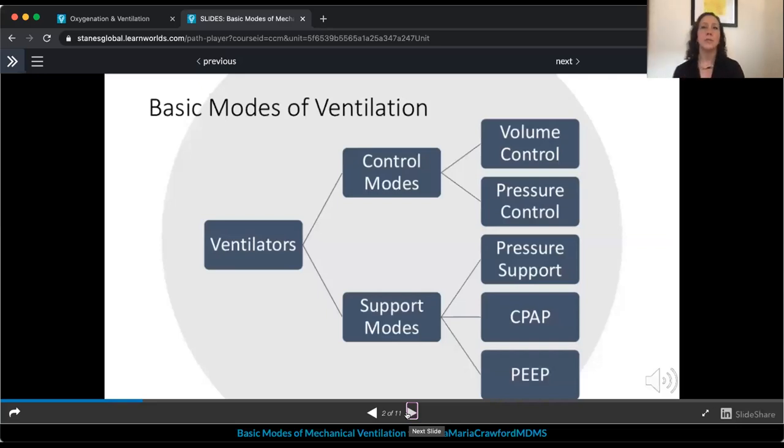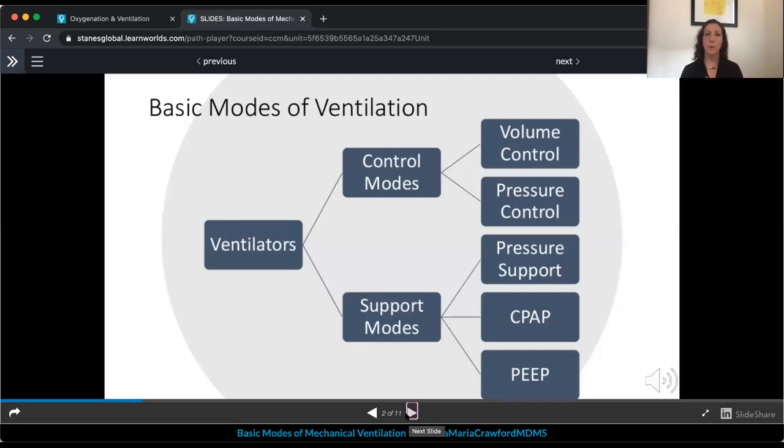When you are using a support mode, your patient is breathing spontaneously. This means your patient has their own respiratory rate. So imagine I'm breathing, I generate my own rate in and out of my lungs, okay? I'm breathing spontaneously. And these modes can be used oftentimes with a mask, like a CPAP or BiPAP or bi-level mask, but they can also be applied to an endotracheal tube using a mechanical ventilator.